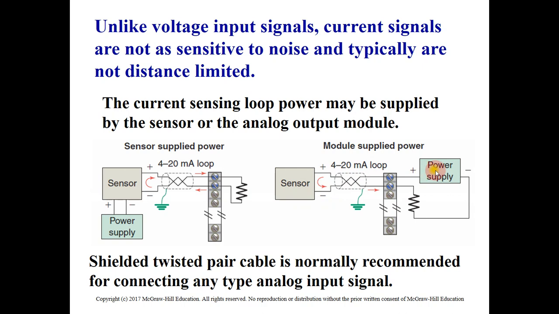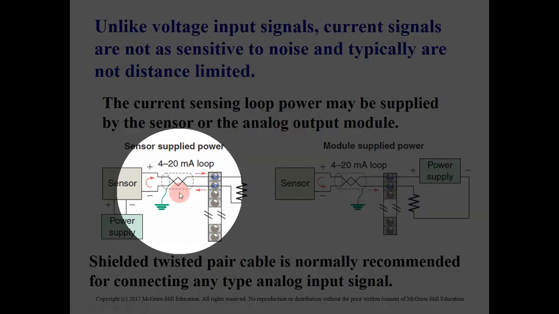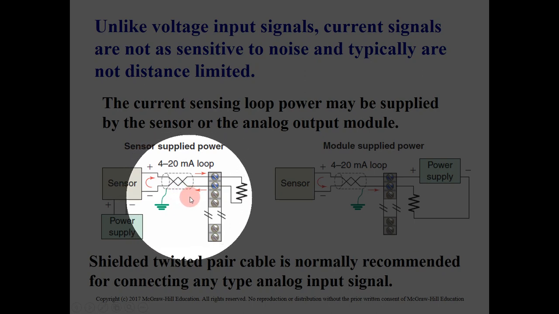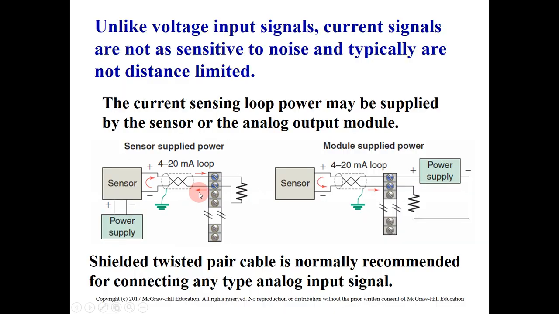In the other type, the power is provided to the module, and the module will send the power to the sensor, and we call it module supplied power. Usually we use twisted pair cable, as you can see here. This twisted pair cable is used with the current sensing and voltage sensing devices. It is used to reduce the losses and also to avoid interference, which may cause noise for the received signal.